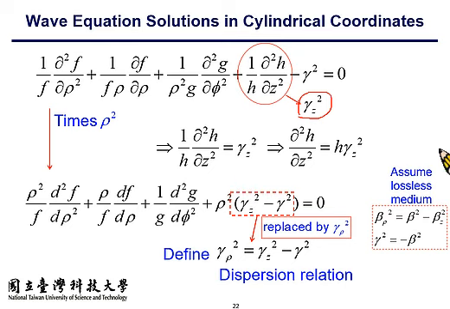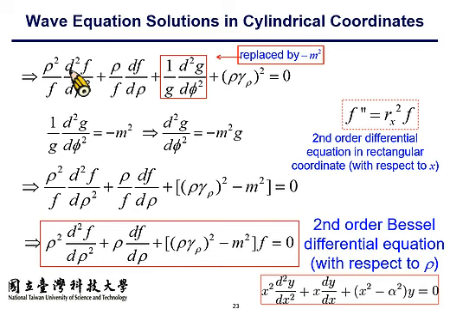All right. So here we get rid of h. We replace the h dependence with gamma and gamma z to the square, and we try to solve the rest of the wave equation. Here we introduce another term: the 1 over g times the second order derivative of g with respect to phi is replaced with minus m to the square. M stands for the mode on the phi direction.